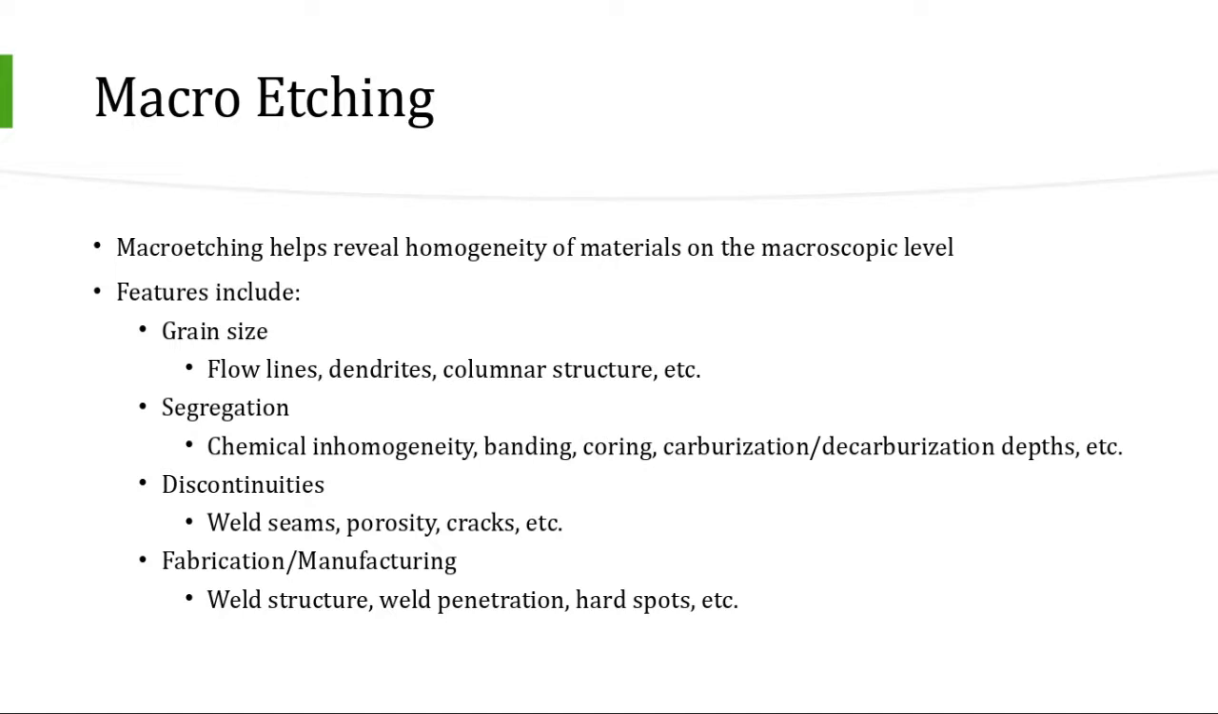And then, of course, in the fabrication and manufacturing process, macro etching is typically used in a lot of the welds. So once again, weld structure, determination of weld penetration, to find locations of hard spots, which could also be detrimental to a material, etc. So once again, these are the different kinds of features that you can see without the aid of a microscope.